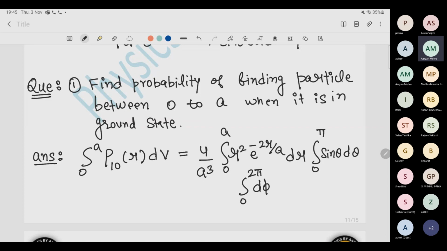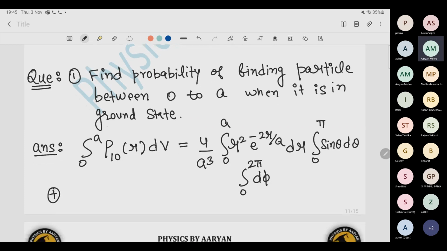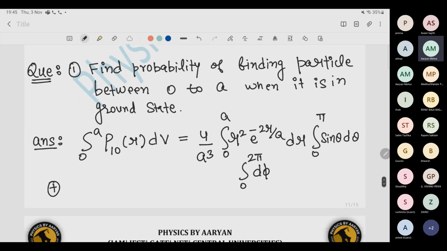Someone is asking you what is the probability of being between 0 to A, where A is the Bohr radius, from the nucleus. Now it's a very interesting question. According to the Bohr model, this is the nucleus and this is the first orbit. Between the nucleus and this orbit, can you find the electron?